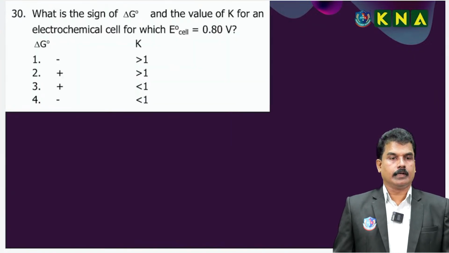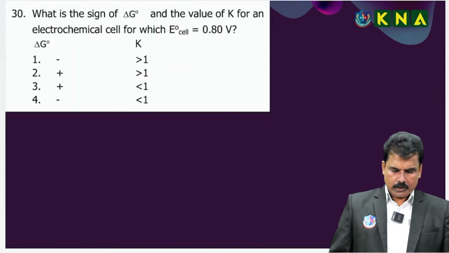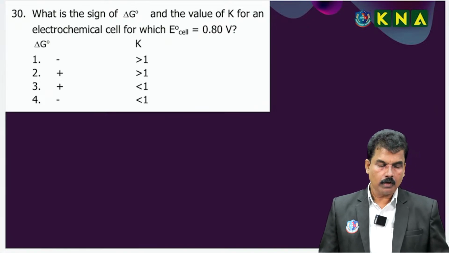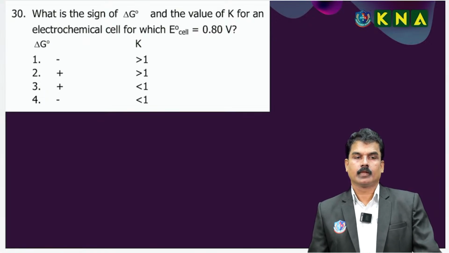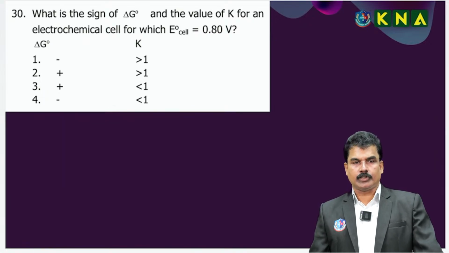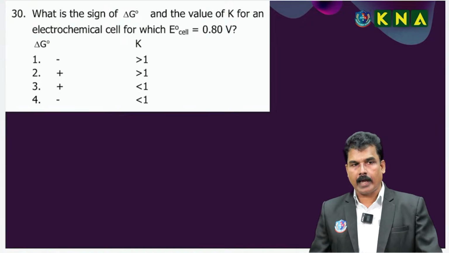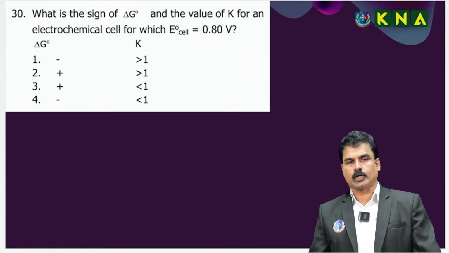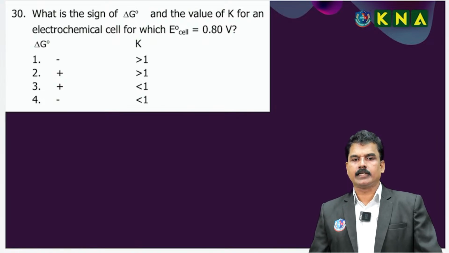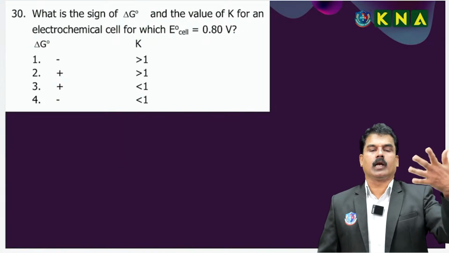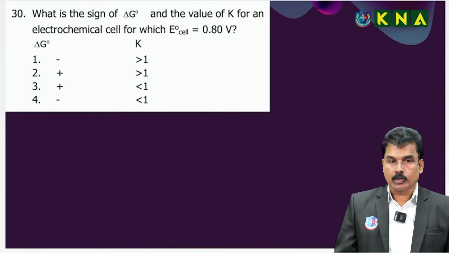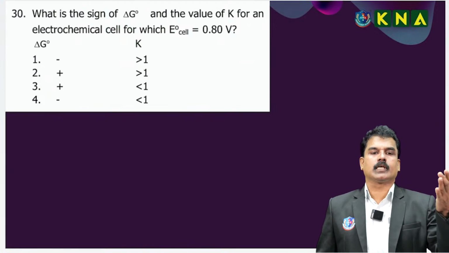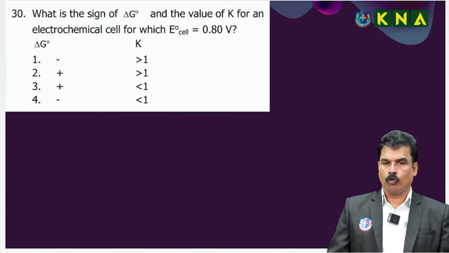Okay. Then, shall we move to the next question? Question number 30. What is the sign of delta G0 and the value of K for an electrochemical cell for which E0 cell is equal to 0.80 volt? Here it is relating delta G0, equilibrium constant and E0 cell. You know E0 cell is positive, then only the cell can work.